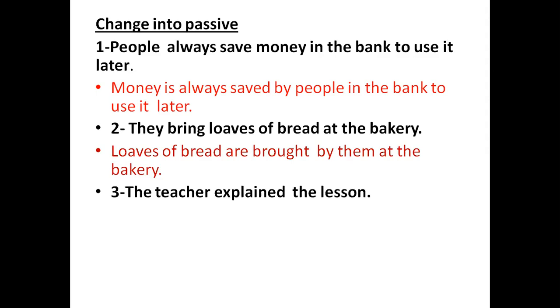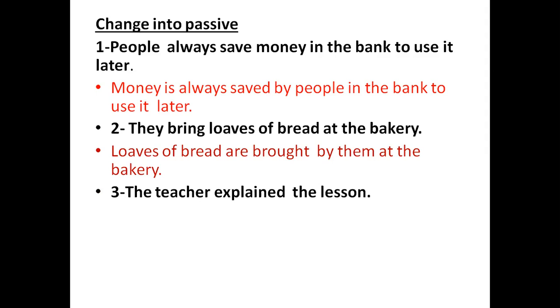Number three: the teacher explained the lesson. So this sentence is in past simple. The subject is the teacher. The main verb is explained, the past form of the main verb explain. The object is the lesson.